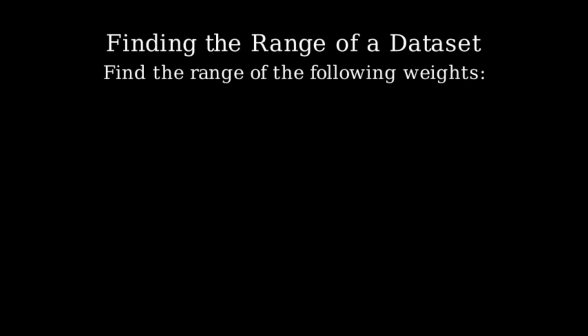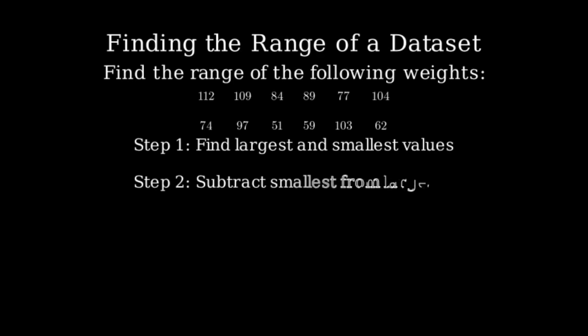Welcome. Today we'll learn how to find the range of a dataset by solving an example problem. Let's look at our problem. We need to find the range of the following weights of students: 112, 109, 84, 89, 77, 104, 74, 97, 51, 59, 103, and 62. To find the range, we need to follow 2 steps. First, identify the largest and smallest values in the dataset. Then, subtract the smallest value from the largest value.